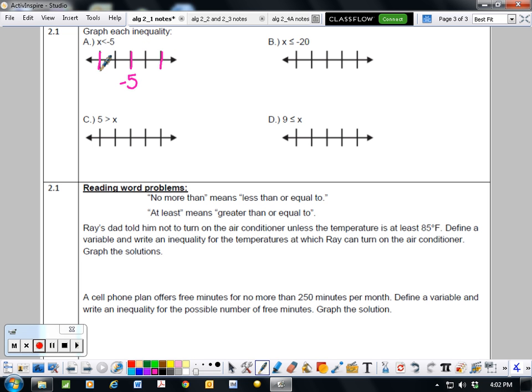If I go up 1 on the number line, it's negative 4. If I go down 1 on the number line, it's negative 6. So remember, negative numbers go opposite direction. Now, because this is a less than symbol, not less than or equal to, I have an open dot on my negative 5. And my arrow is going to go towards the lower numbers, or to the left.